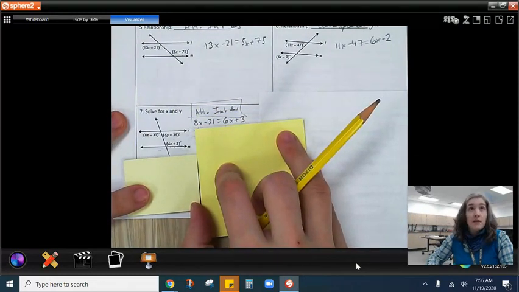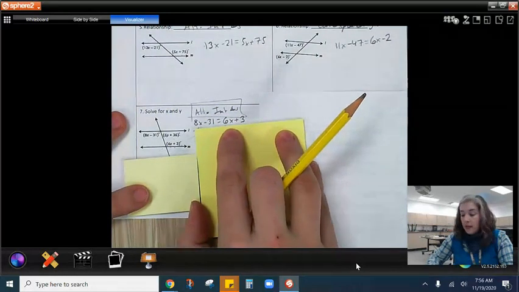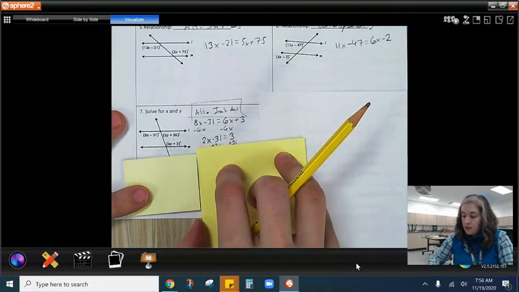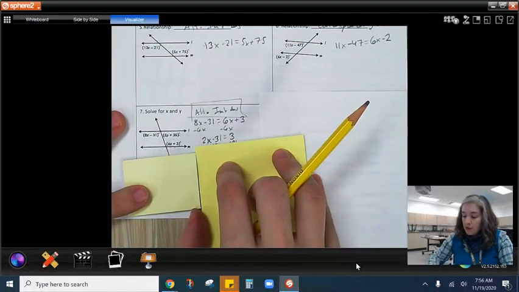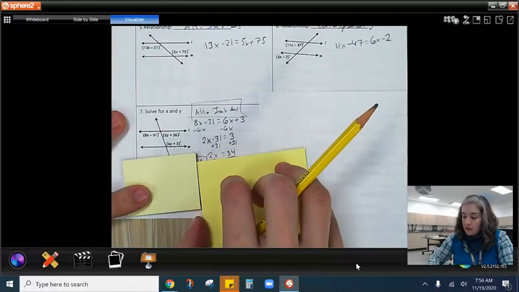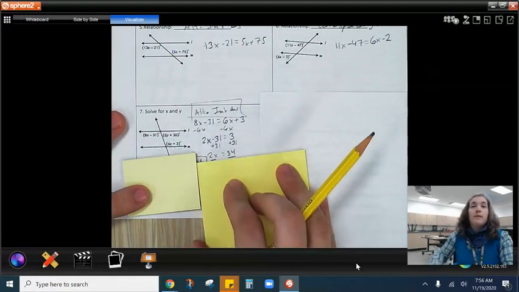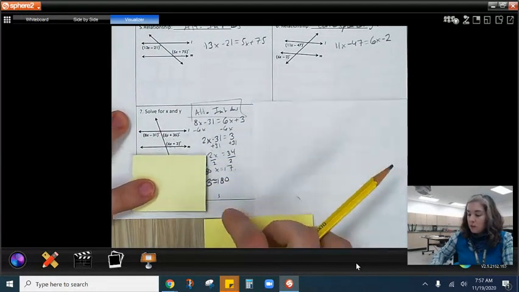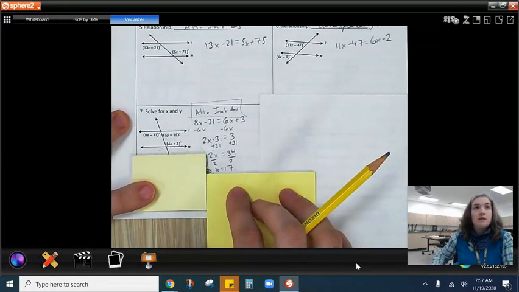First thing to do when we have this is to move 1x to the other side. I'm just going to move my 6x. So I subtract 6x on both sides. Then I get 2x minus 31 equals 3. So I have to add 31 on both sides. And I'm left with 2x equals 34. When I divide both sides by 2, my x is equal to 17. So now I figured out my x.